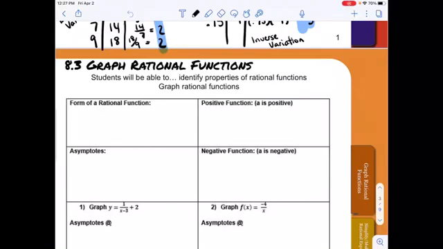Hello, today we are going to cover 8.3 graph rational functions. You guys will be able to identify properties of rational functions and graph rational functions. So we have the form of a rational function. This is y equals a over x minus h plus k.